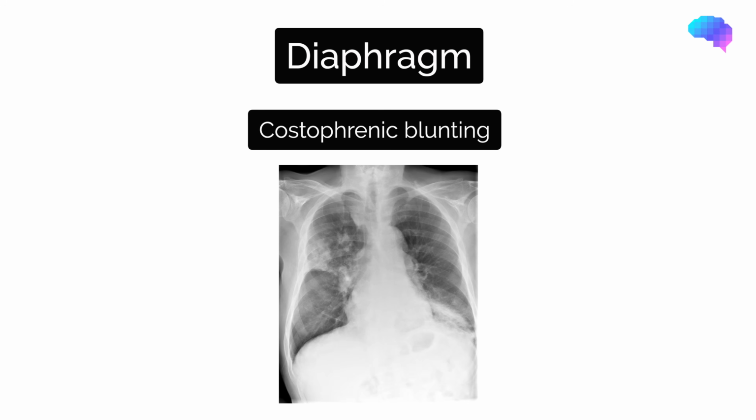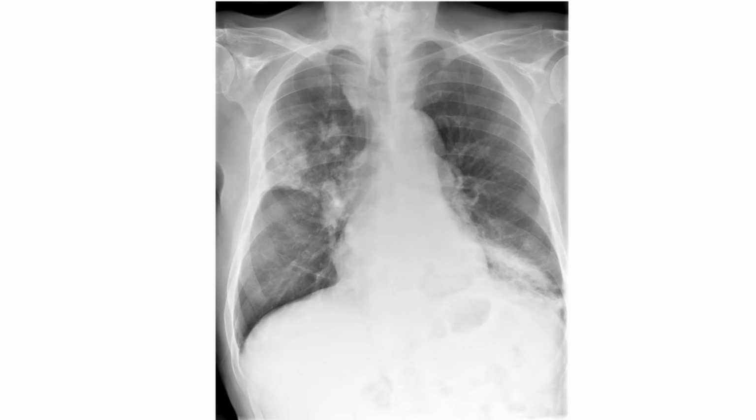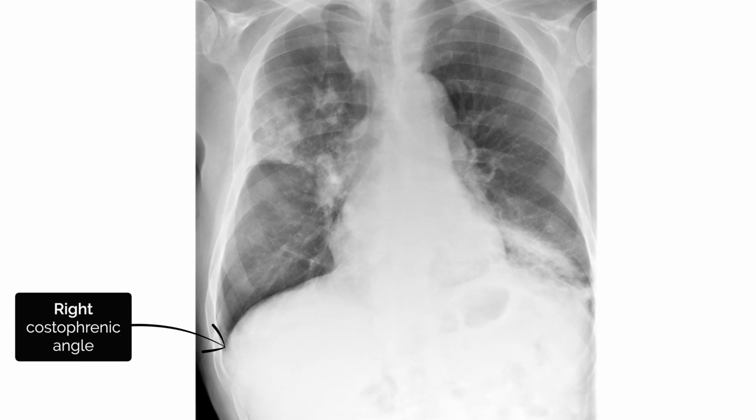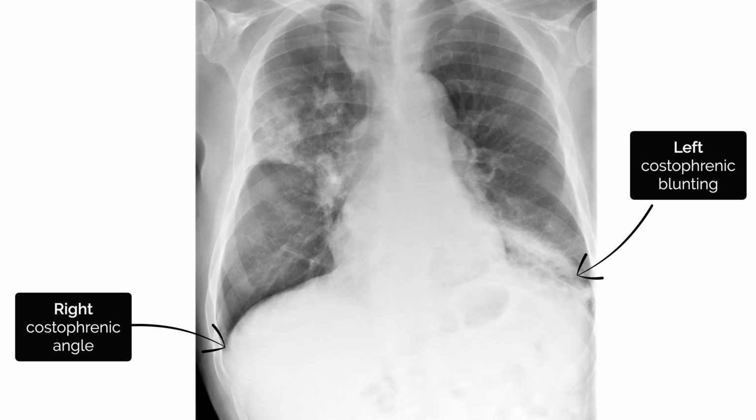This film is particularly useful to compare a normal costophrenic angle to a blunted one. On the right, although consolidation can be seen in the right upper lobe, there is a clearly defined right costophrenic angle. Comparing this to the left, the costophrenic angle is completely obscured, possibly due to a left lower lobe pneumonia. There is also a loss of the left cardiac border.